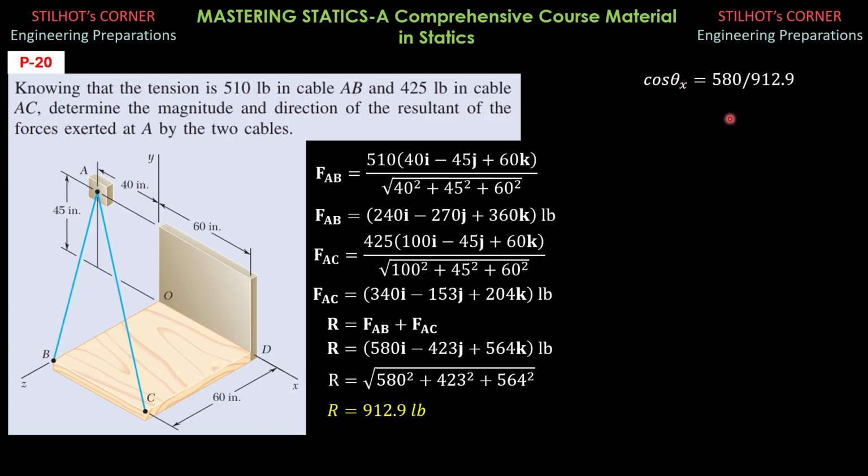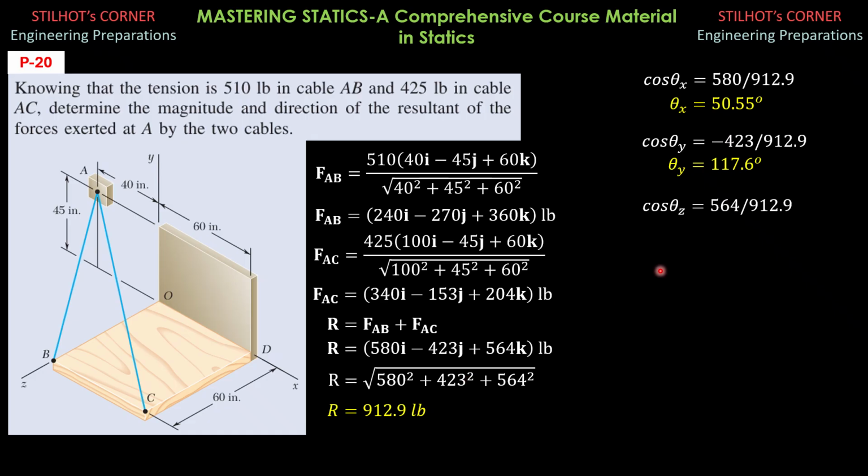So from there, we can solve theta x equal to 50.55 degrees. Cosine theta y is negative 423 over 912.9. So theta y is 117.6 degrees. Then cosine theta z is 564 over 912.9. So the inverse cosine gives theta z equal to 51.84 degrees.